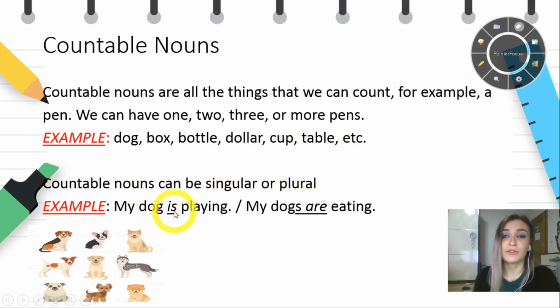As you can remember from the previous lesson, we studied the singular and plural of nouns. In this case, we have: my dog is playing. This verb is in singular, whereas in my dogs, the ending s at the end of the noun makes it plural. My dogs are eating.